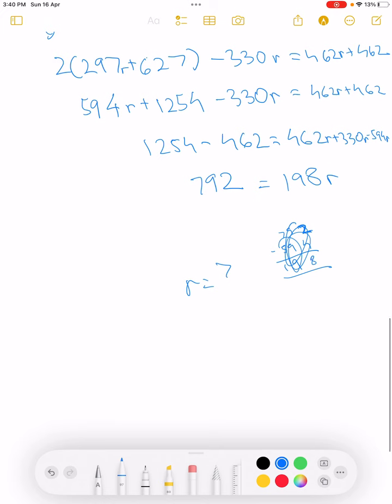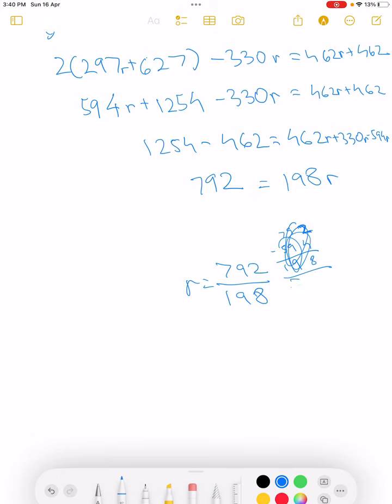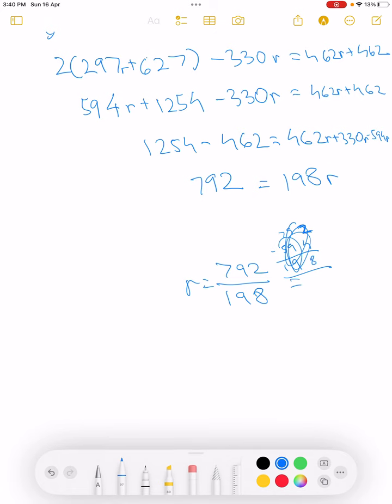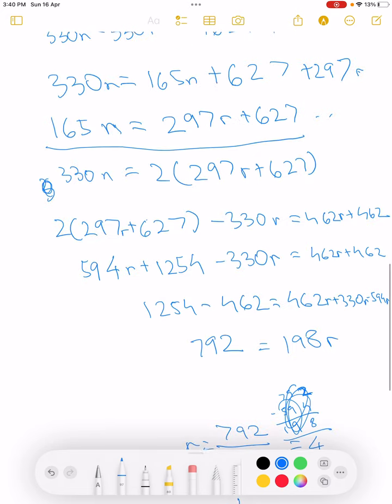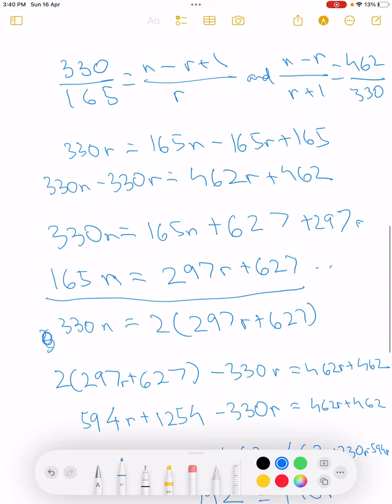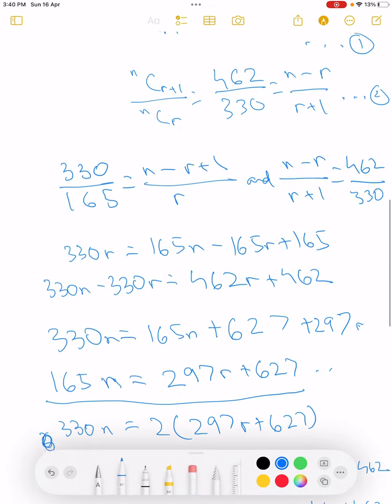So we have found the value of r as 792 upon 198. So this is equal to 4. So we found that r is 4, and similarly then we can substitute the value to find n.